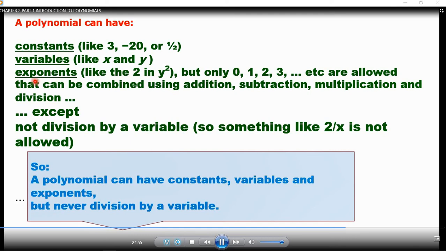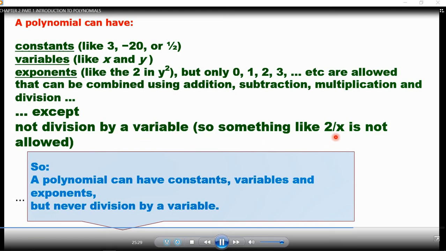Then a polynomial will have exponents like y squared. So the 2 in y squared is the exponent. And exponents are only positive integers. Then a polynomial is having terms which are combined using addition and subtraction, right? And multiplication and division except division by a variable.